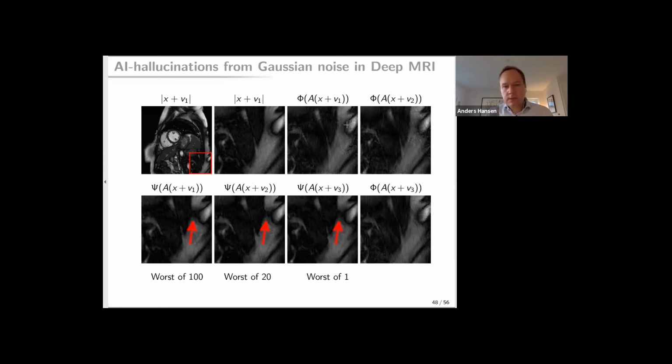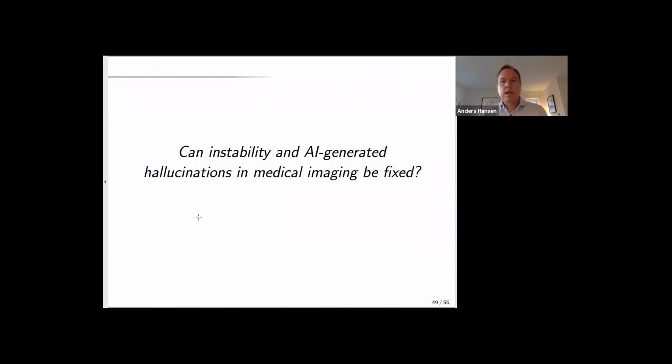You can clearly see that these are artifacts, but what is very, very dangerous with the AIs is that they give you something that could be physical, and it looks like this is okay. It's not an artifact. It looks like it could be something, but this is AI-generated hallucinations.